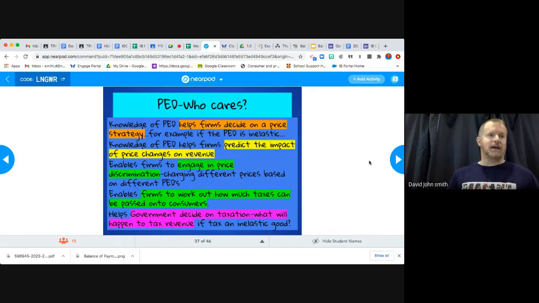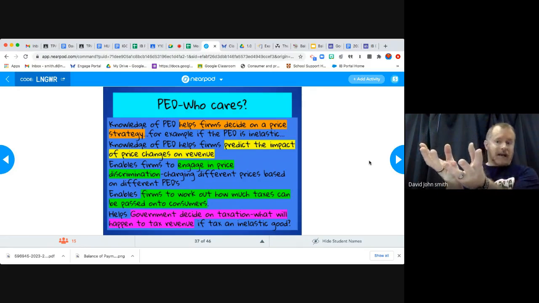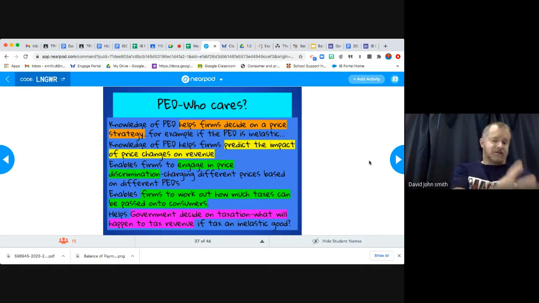Just as with airline seats, you've got economy class, premium economy class, business class, first class, able to charge different prices based on the elasticity of those particular, well, in this case, types or varieties of seating.